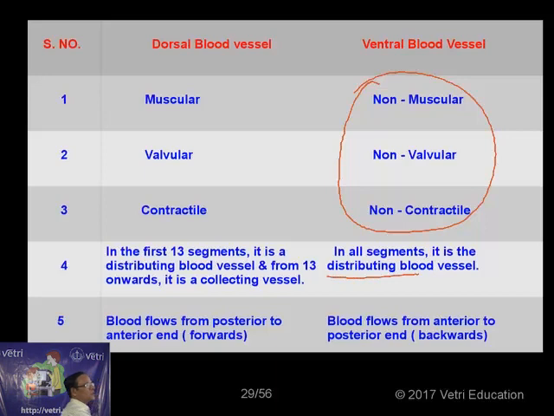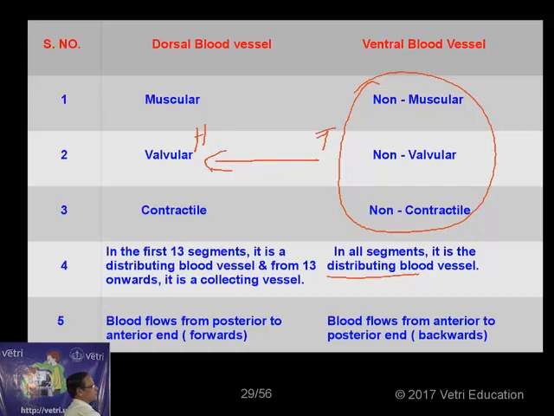So after 13 only it is distributed, and afterwards it is a collector. But here, all along the length of the animal, the ventral blood vessel is always a distributing vessel. In the case of the dorsal blood vessel, the blood flows from tail to head region, that is, posterior to anterior. This is in the forward direction.